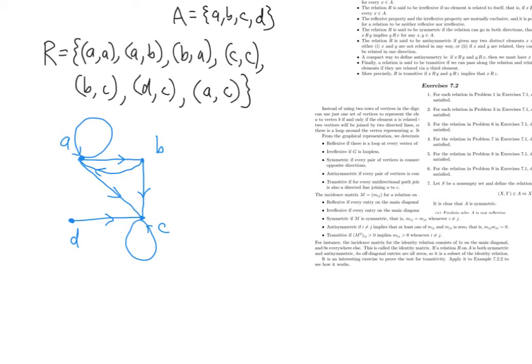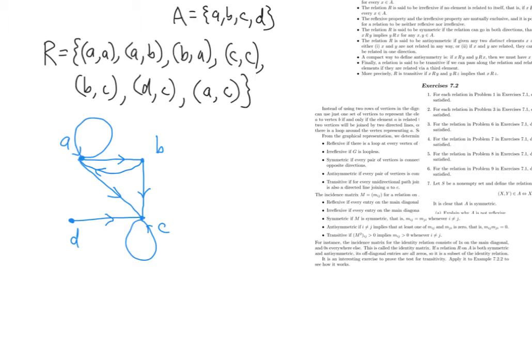Now the question is, is it irreflexive? Well, irreflexive means we have no such ordered pairs of the form AA or CC, for example. So it's not irreflexive either. We would need to remove these loops if we're going to make it irreflexive. But that's not going to happen, so it's not irreflexive either.